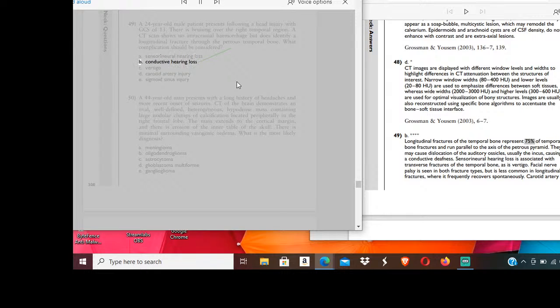A. Sensorineural hearing loss. B. Conductive hearing loss. C. Vertigo. D. Carotid artery injury. E. Sigmoid sinus injury.